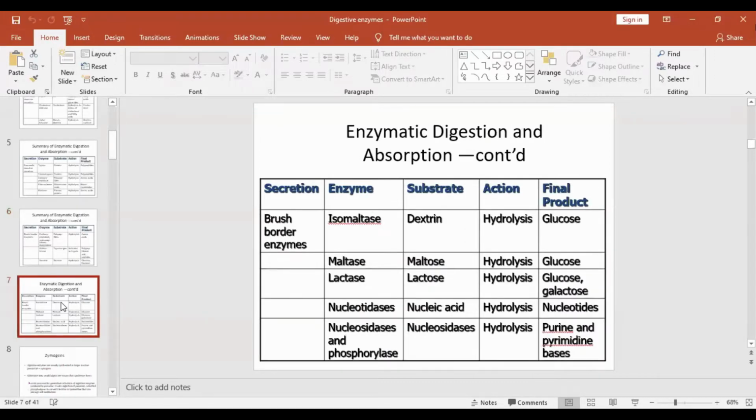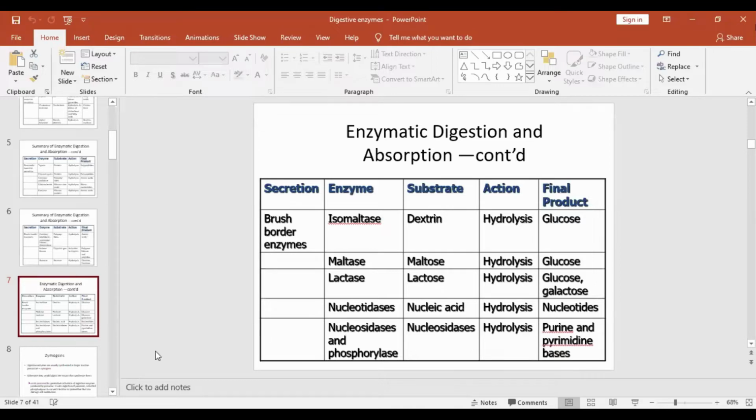Also, different other enzymes are present in these cross-border cells, secreting different enzymes: isomaltase, maltase, lactase. These are also enzymes having carbohydrates as substrate. By the name isomaltase, the substrate will be maltose or dextrin-like substance. Maltase acts on maltose, and lactose is the substrate for the lactase enzyme. Enzymes generally end with -ase, don't confuse, and the substrate will end with -ose.